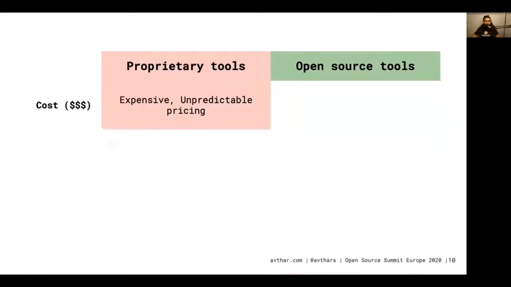Okay, so the first factor is costs. Most proprietary tools have a very opaque, difficult-to-predict pricing model. For example, many solutions have per metric or per series pricing, and this can leave you with large unexpected bills, because these are things you're not really sure how to predict, especially when you're adding a new deployment or a new component to your system.